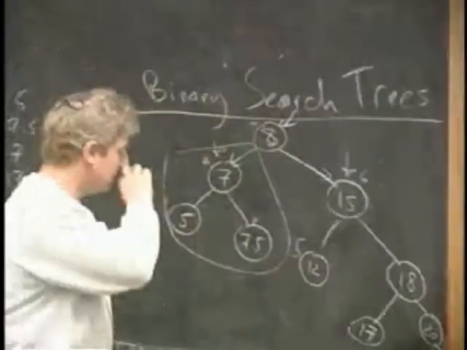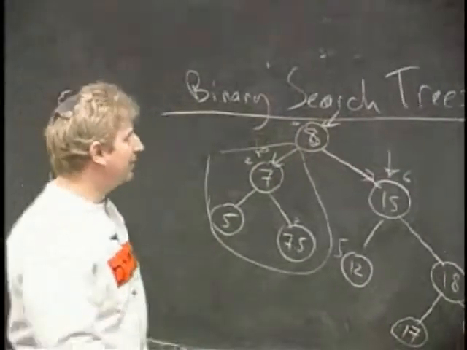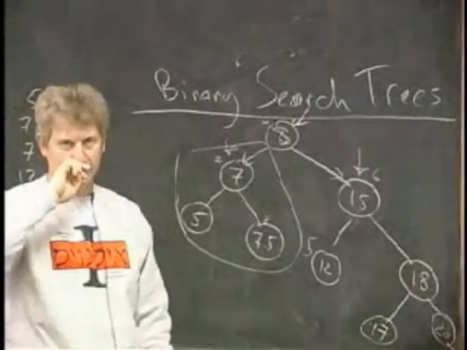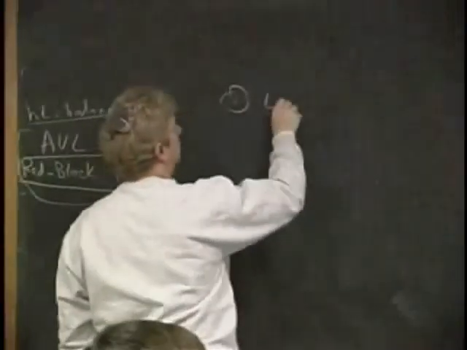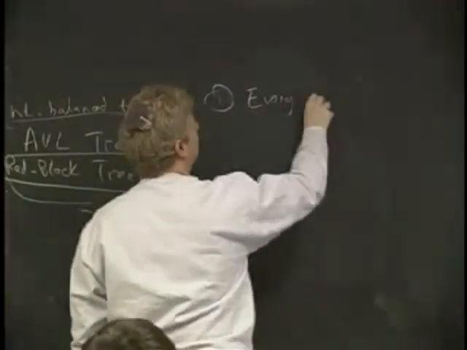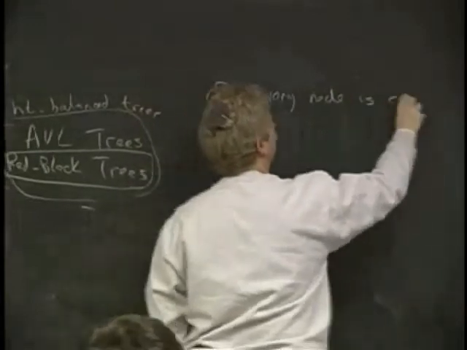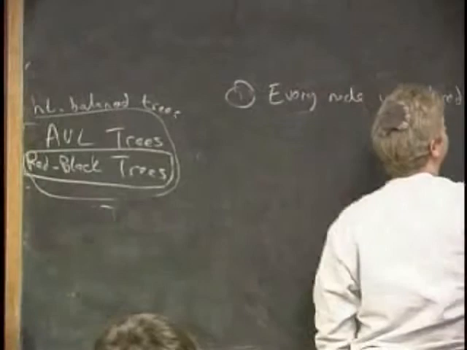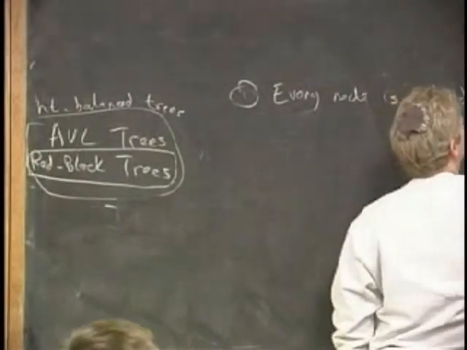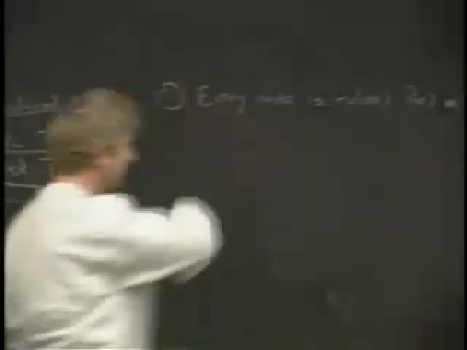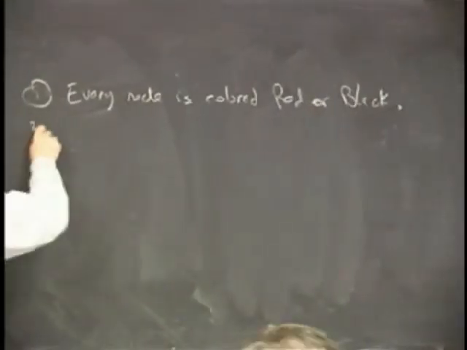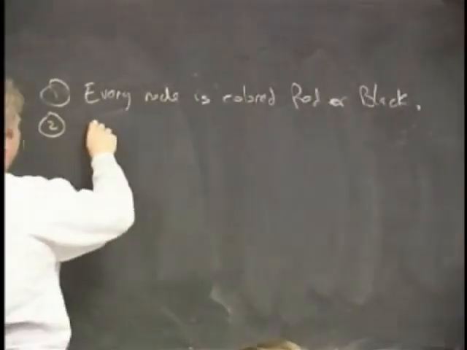And here it goes. A red-black tree is a binary search tree with a bunch of very specific properties. And here they are. Every node is colored red or black. Done. Let's go in order of the easiest ones.